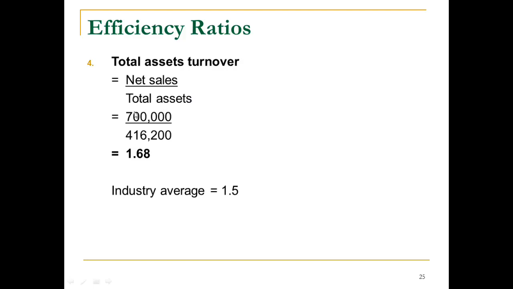So here the total sales is 700,000. Then you divide by 416,200 ringgit. Then you get 1.68. So basically, every 1 ringgit spent on your assets will generate 1 ringgit 68 cents. So industry average is 1.5. So here you are actually better than the industry average because you have 1 ringgit and 68 cents generated for every ringgit that you spend on your total assets.